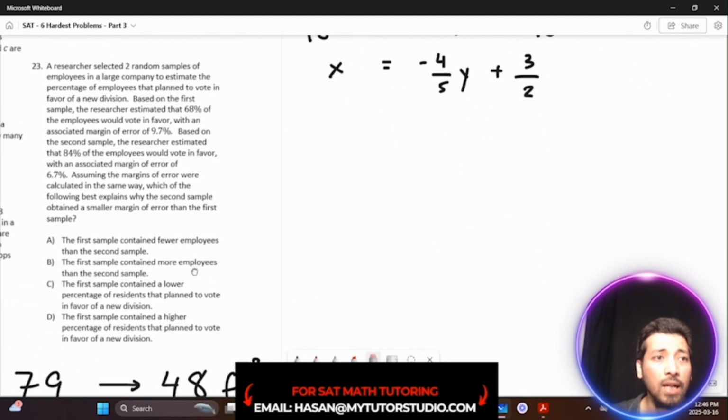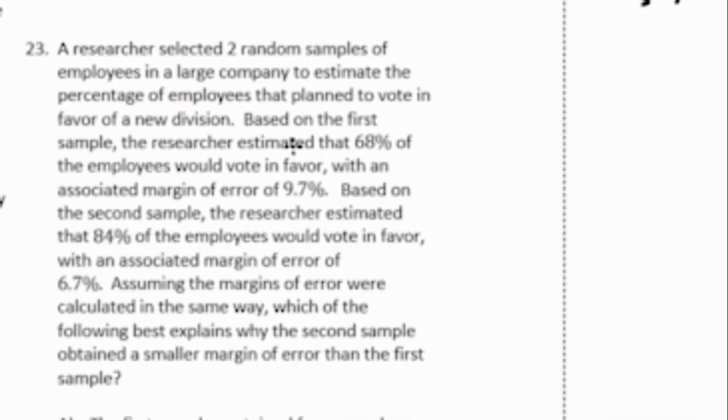Now let's look at our last problem. So the problem statement says a researcher selected 2 random samples of employees in a large company to estimate the percentage of employees that planned to vote in favor of a new division. Based on the first sample, the researcher estimated that 68% of the employees would vote in favor with an associated margin of error of 9.7%.